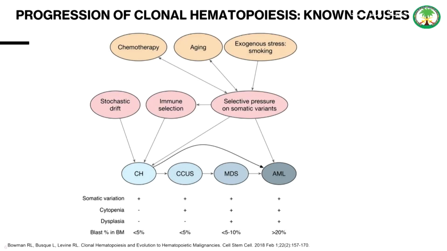And what we try to understand, and what this really exciting field is about, is what the drivers are if we have these mutations that make it more likely or less likely for a patient to develop a myeloid neoplasm. We know, and I'm going down here through the different parts, which is clonal hematopoiesis, CCUS, MDS, and AML, that there's not only a stochastic drift and an immune selection, but there are also other pressures from outside. For example, chemotherapy, aging. We know that smoking and exogenous stressors are very important.